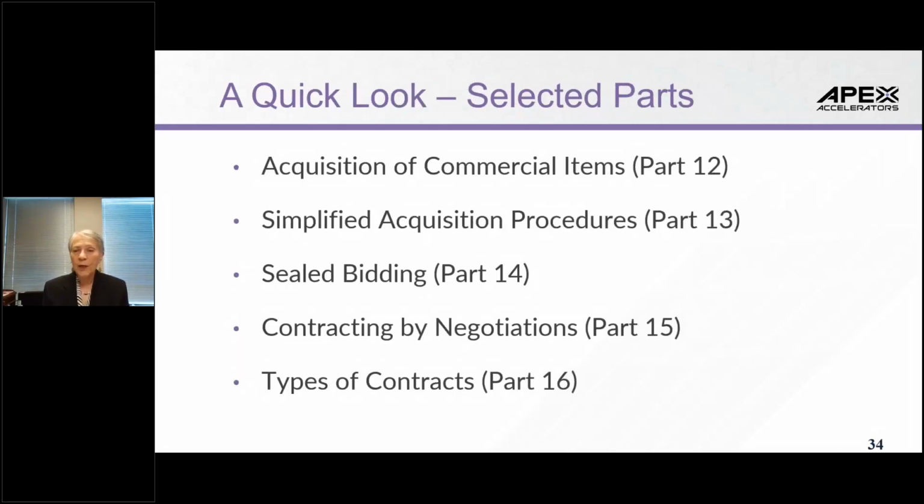The acquisition of commercial items is covered in FAR Part 12, and there is an important distinction, well, there are several important distinctions between the acquisition of commercial items and non-commercial items. So depending on what you're selling, this could be very important to you. Simplified acquisition procedures are covered in FAR 13, while sealed bidding is covered in 14 and contracting by negotiation in FAR Part 15. The types of contracts are covered in Part 16, and they're going to look at this like there are firm fixed price contracts and there are cost reimbursable contracts, and then there are varieties of those.